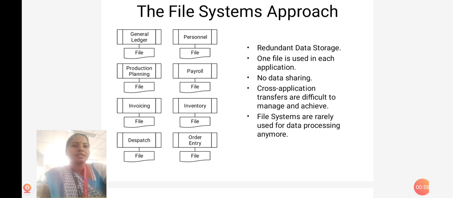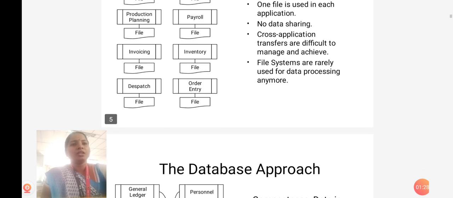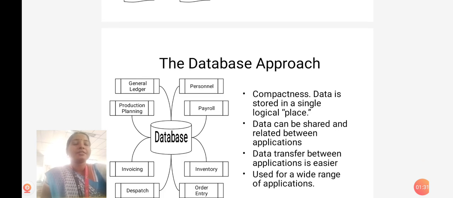Okay, so the file systems approach. What is the file system approach here? It includes several things such as general ledger, personal ledger, production planning, payroll, invoicing, inventory, dispatch, and order entry. So redundant data storage is here. Redundant means the repetition of the data. One file is used in each application. No data sharing is possible here. Cross application transfers are difficult to manage and to achieve. File systems are rarely used for data processing. So clearly, repetition of data should be avoided.